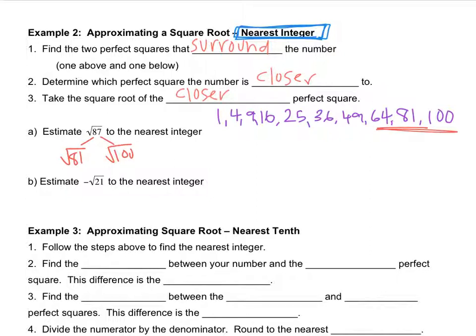So which one is it closer to? Well, it's 6 away from 81 and 13 away from 100. So obviously it's closer to 81. So the square root of 81 is 9. So that means that my answer is 9. So the square root of 87 rounded to the nearest integer is 9.